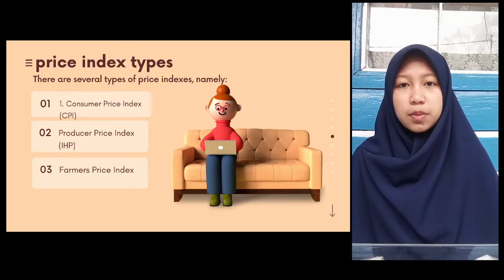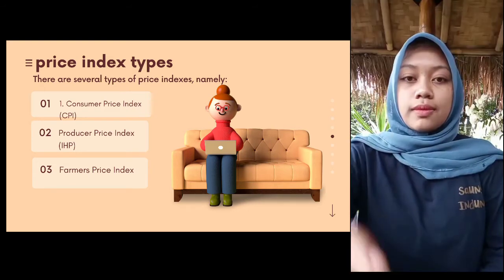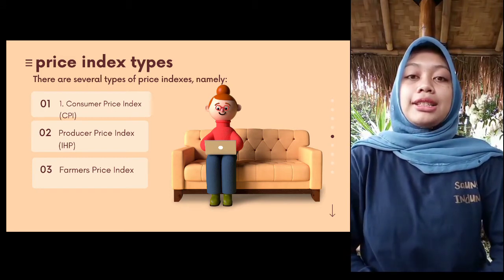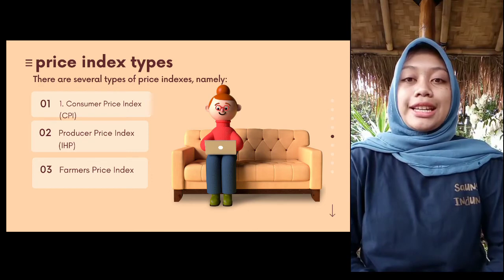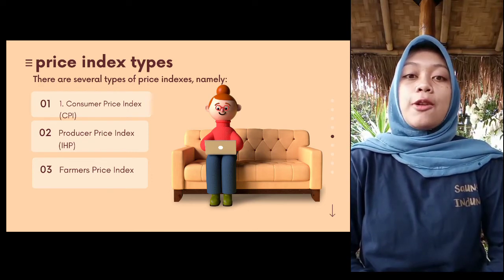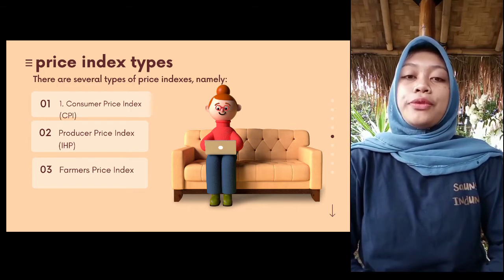The third will explain the kinds of price index, delivered by Intan Permatasari. There are several types of price index, namely 1. Consumer Price Index (CPI). The CPI will show price changes for retail goods in the market that are consumed by consumers within a certain period of time.